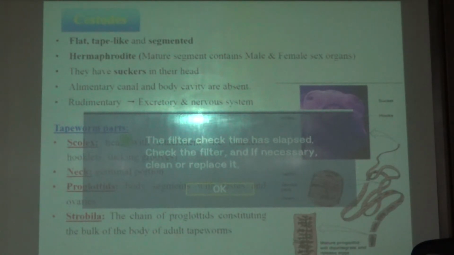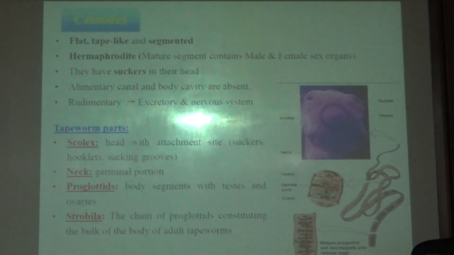I will go quickly. Cestodes, these are the general features of cestodes. Both cestodes and trematodes are flat organisms. Major difference is cestodes are segmented, trematodes are unsegmented. They are tape-like, trematodes are leaf-like. So I will explain the differences here itself.